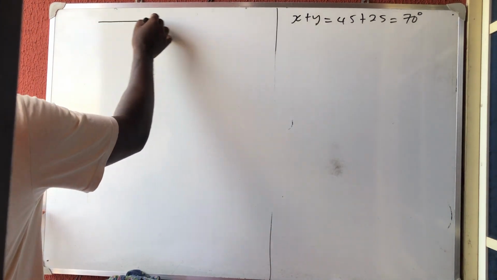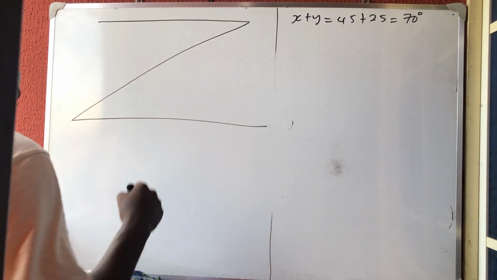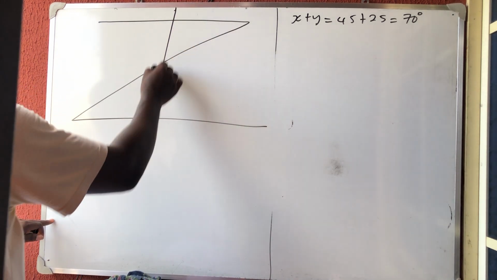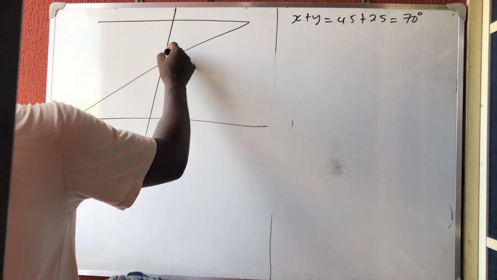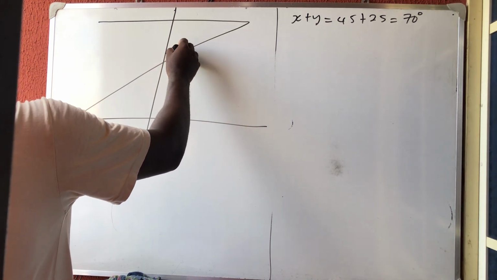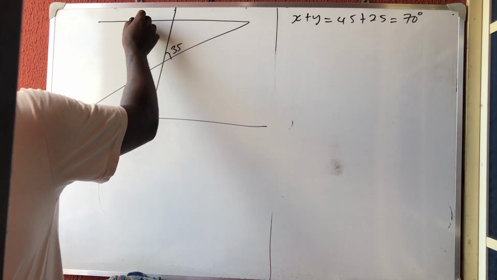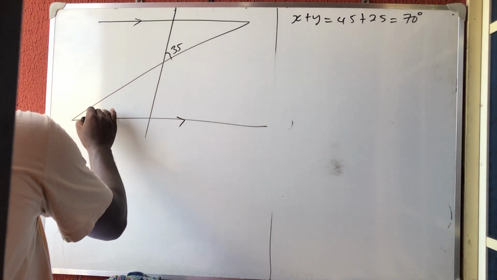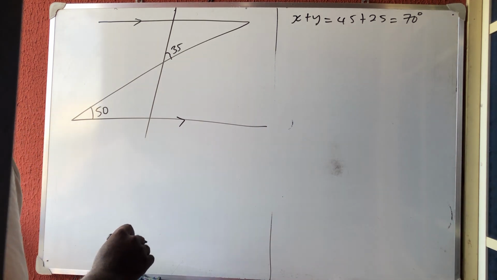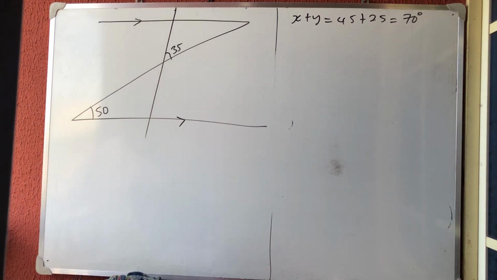The next one, they gave me z like this. Okay? They now gave us a transversal line this way. They now say that here is 35. Okay? And that here is parallel to here. And they gave us that here is 50. See that here is 50.